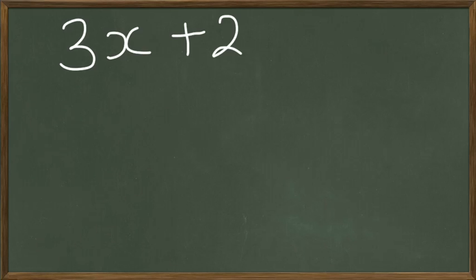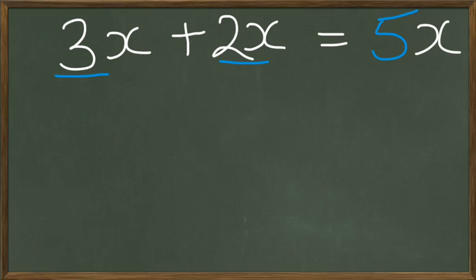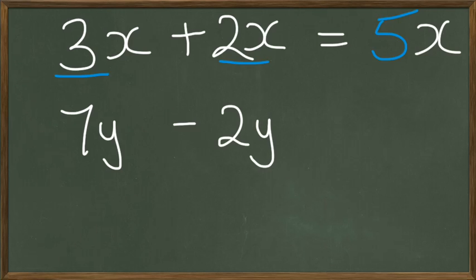Now, when we say collecting like terms, I'll give you an example, see if you can notice the pattern. If we have something like 3x plus 2x, this would equal 5x. Or if you have 7y minus 2y, once again you would simply have 7 minus 2, that's 5, and of course you're going to get 5y.